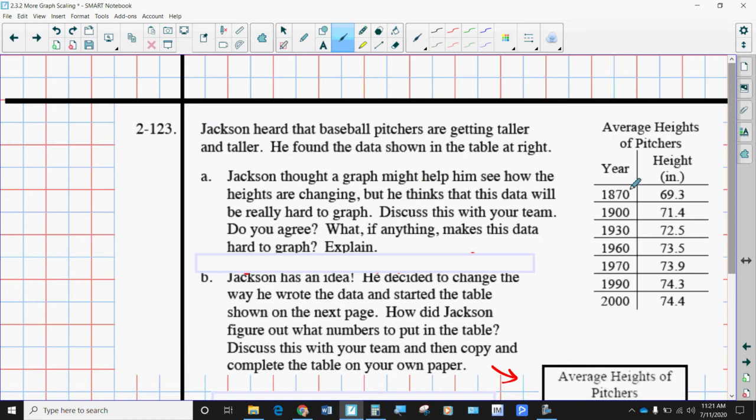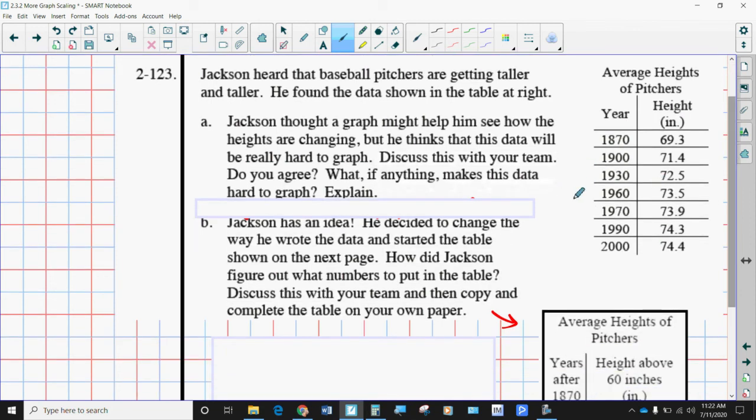All right, now this is the last problem. Jackson heard that the baseball pitchers are getting taller and taller. He found the data that is shown here at the right. I'm imagining these are Major League Baseball players. Jackson thought a graph might help him to see how the heights are changing, but he thinks that his data is really hard to graph. Do you agree with him? What would make this hard to graph?